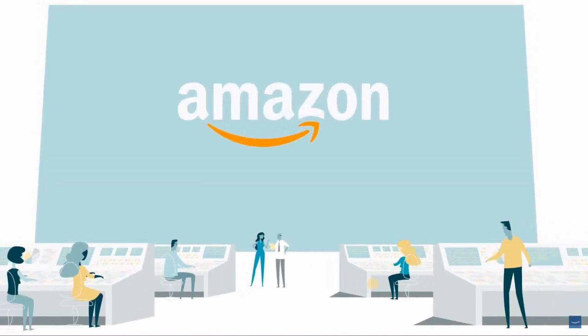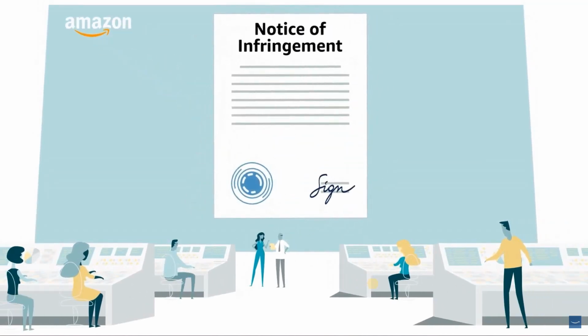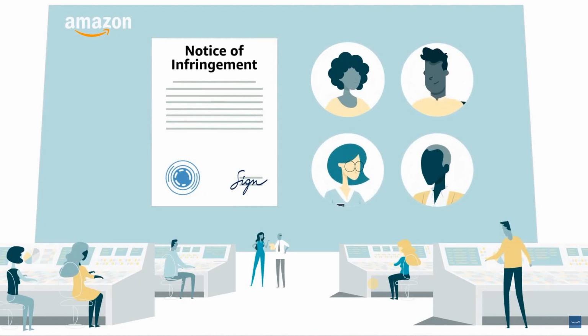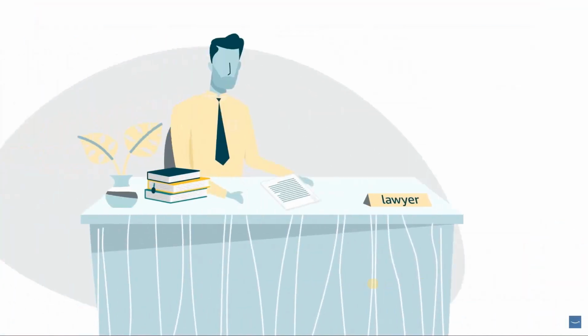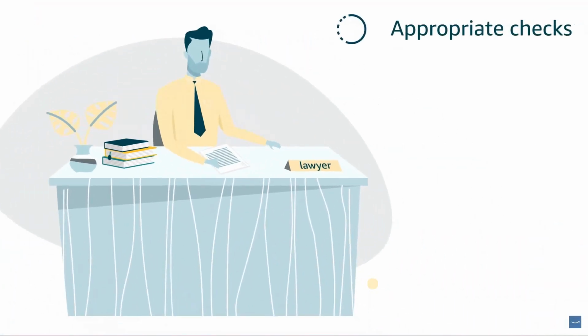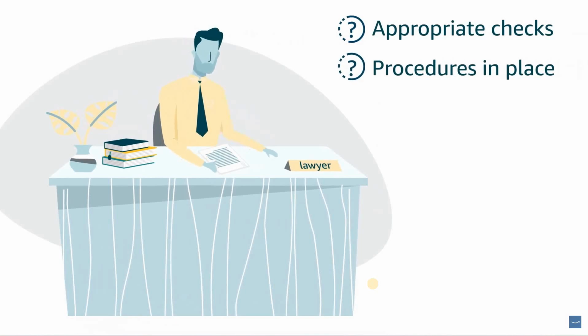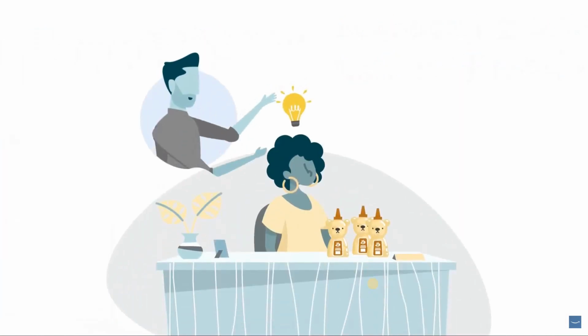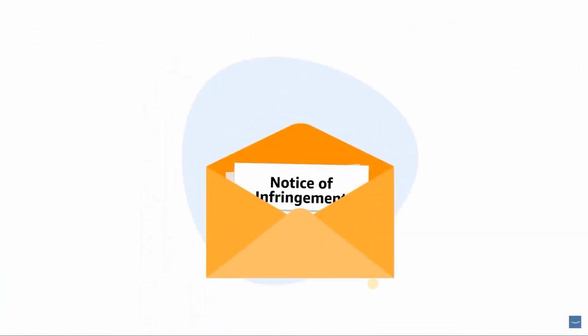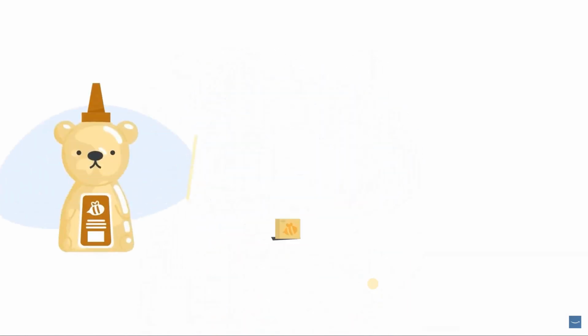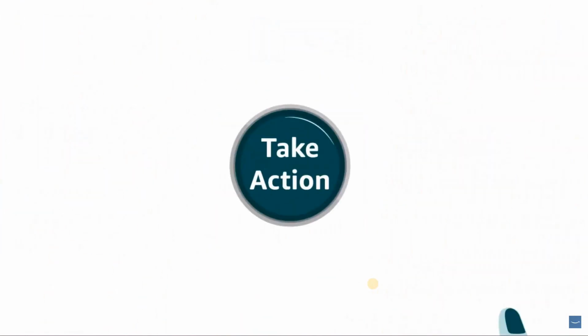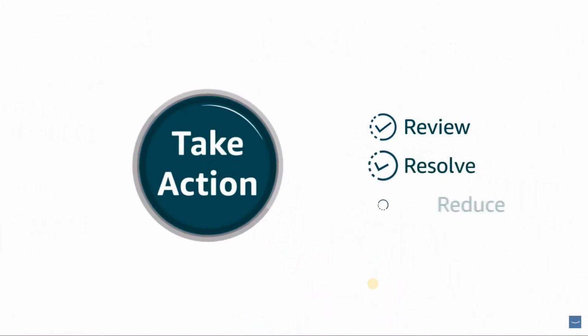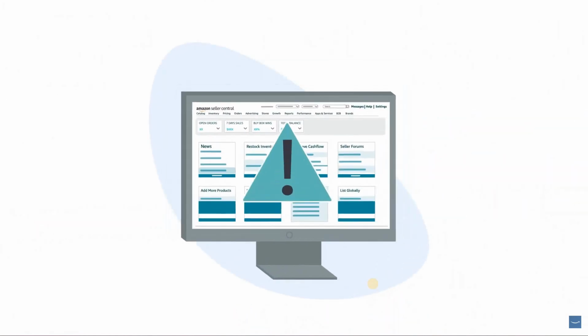Amazon takes any claims of infringement seriously, even for sellers that are infringing upon IP without their knowledge. You should consult a lawyer to ensure that you have appropriate checks and procedures in place to prevent IP infringement for all the products you sell. If you receive a notice of infringement, depending on the nature of the notice, you can take several actions to review, resolve, and reduce your risk of account deactivation.